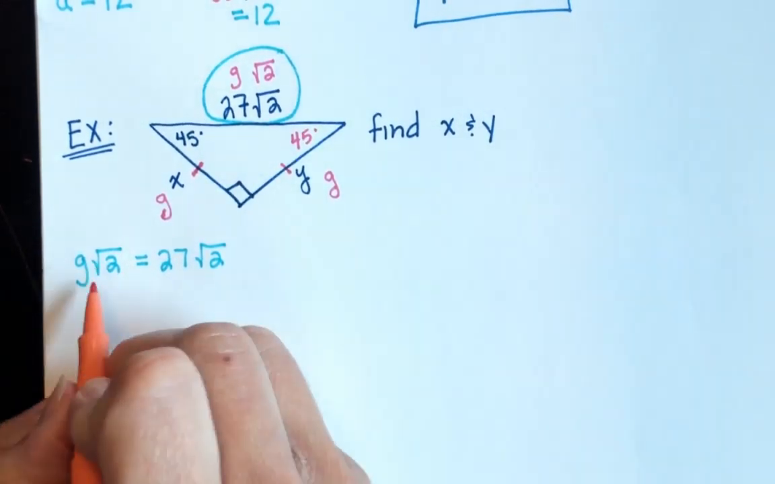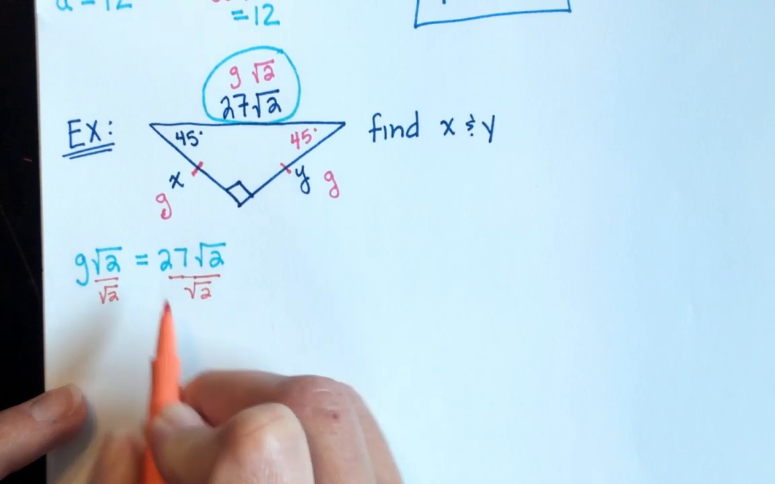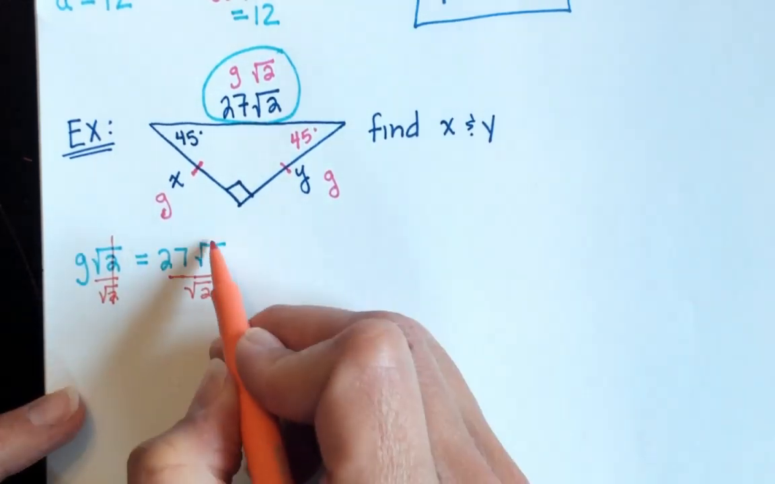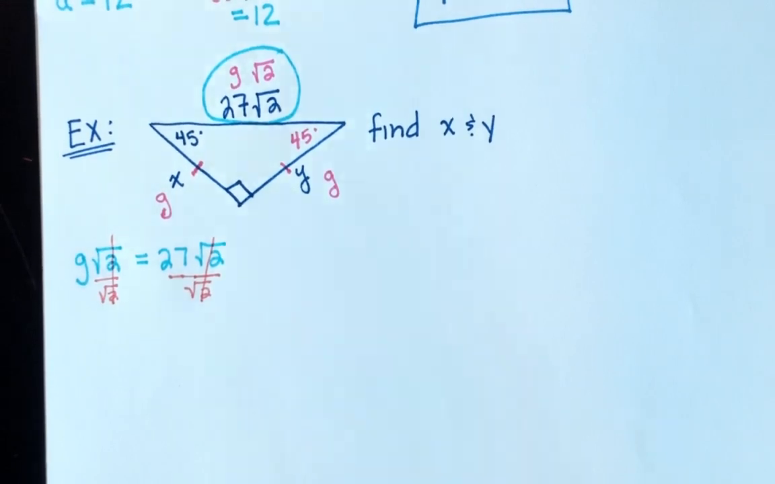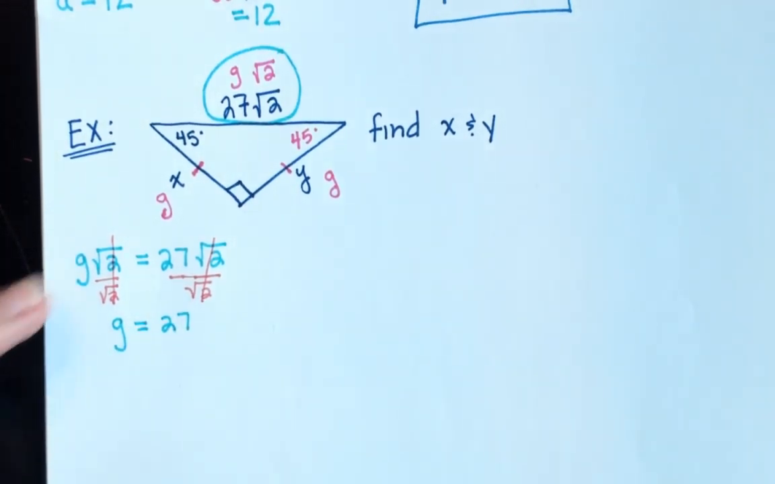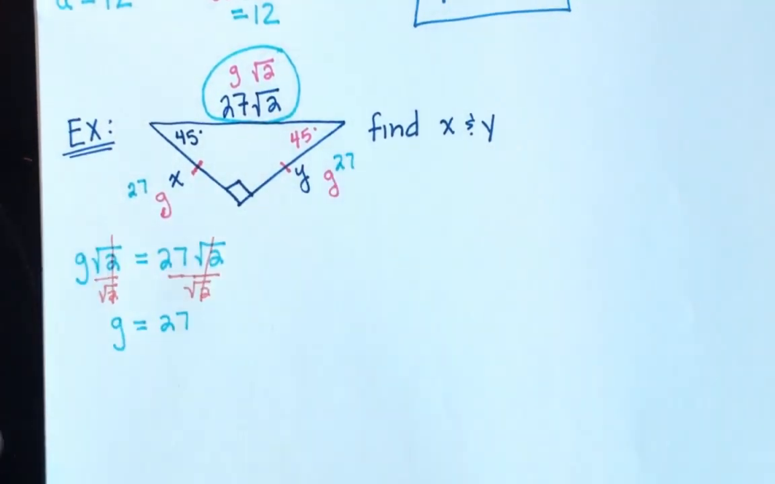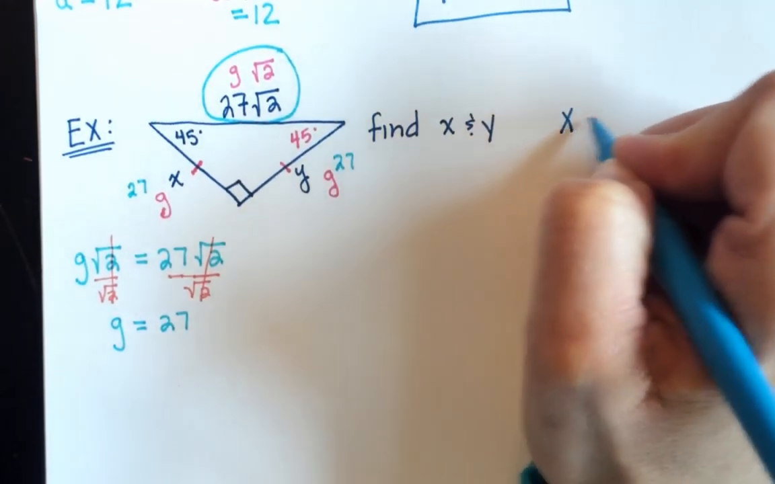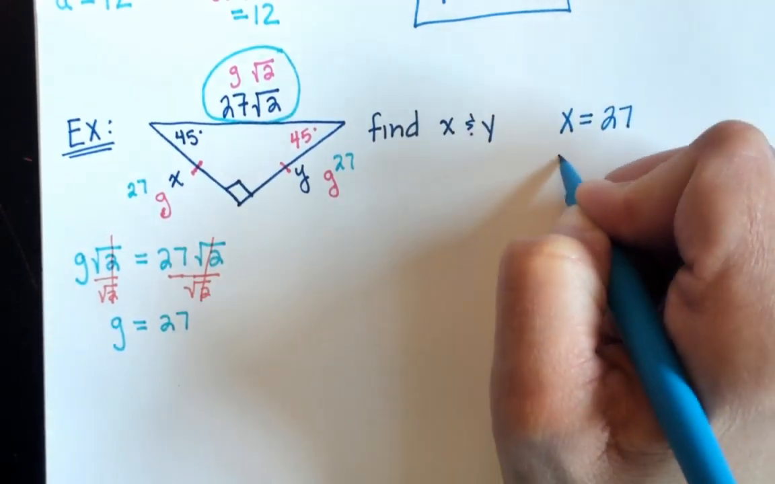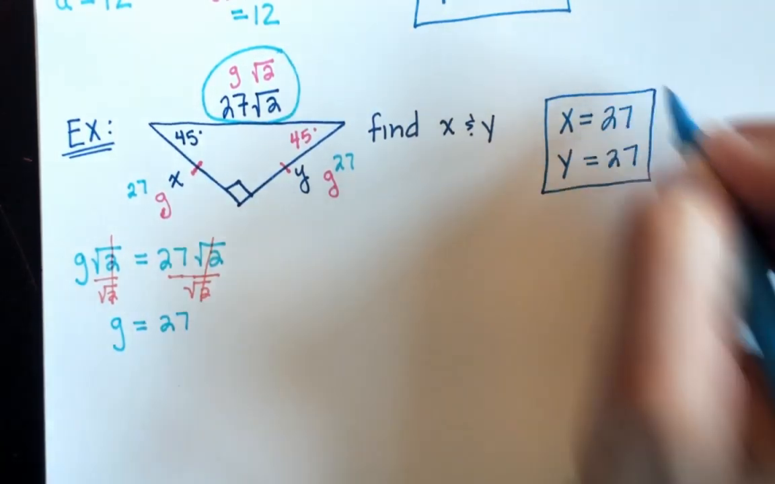that when we divide by radical 2 on both sides, it'll cancel here, and it cancels here. Radical 2 divided by radical 2 is 1. So we're left with g equals 27. So that means this side has to be 27 and this side has to be 27. So when I write my final answer, x equals 27, y equals 27. And we're done.